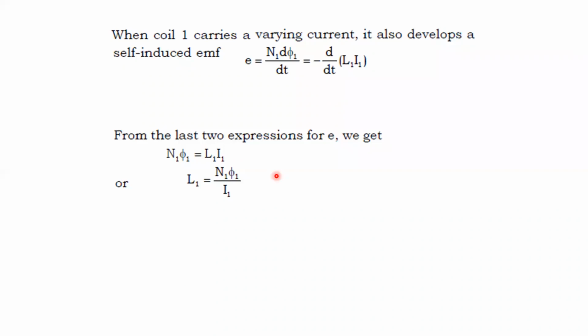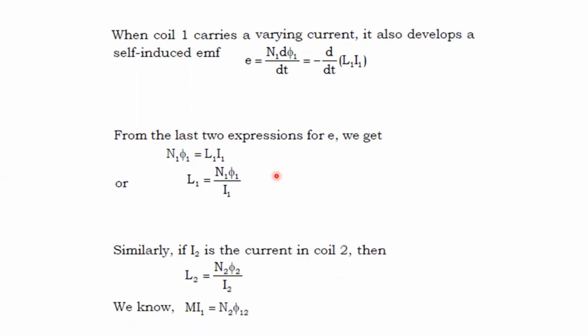From the last two expressions, we got N1 phi 1 is equal to L1 I1. Therefore, L1 is N1 phi 1 by I1, and L2 is N2 phi 2 by I2. Why? Because we have seen this expression earlier: N1 phi 1 is equal to L1 I1.